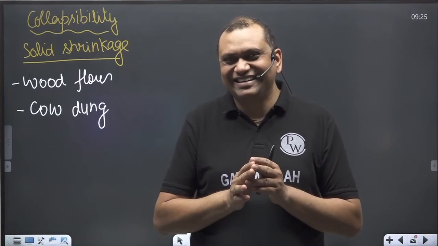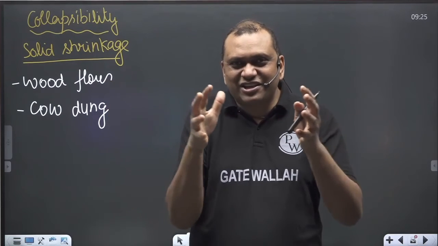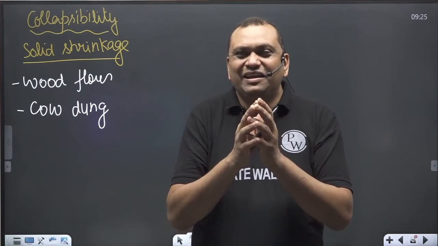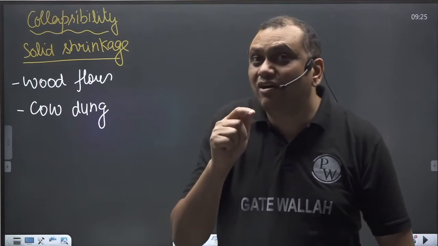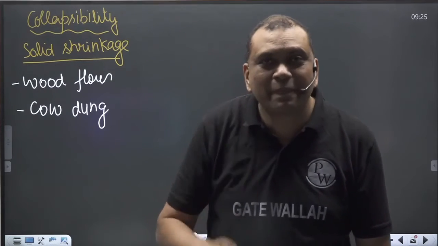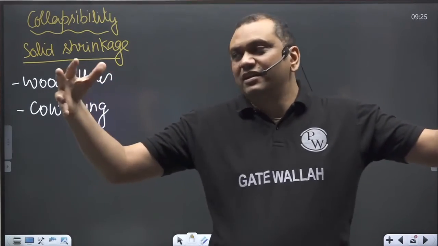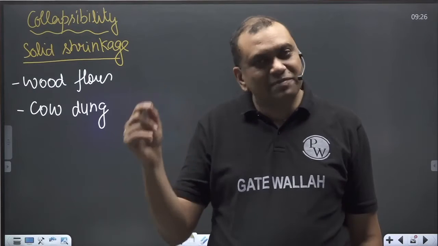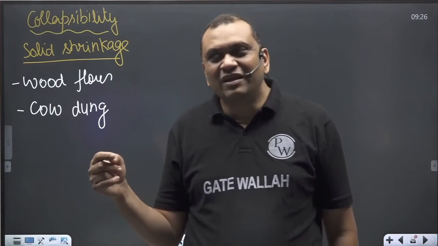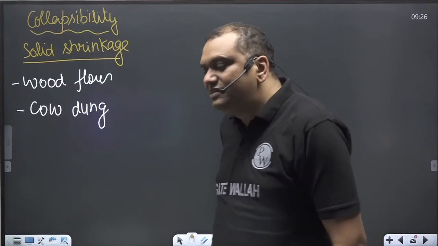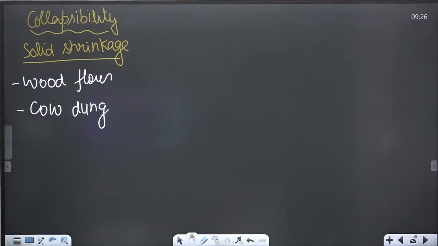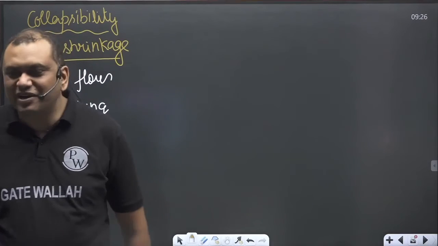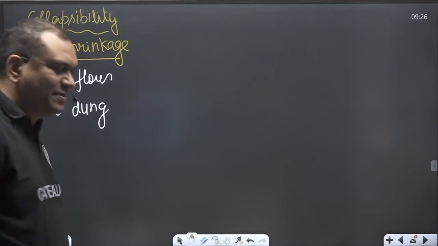creating extra space for the safe contraction of the metal. When the hot metal is poured into the mold cavity, it will burn these additives like wood flour or cow dung, and create extra space for the safe contraction of the casted part. So wood flour increases the collapsibility of the sand mold. So collapsibility, strength, and permeability are the three most important properties of sand mold. Once again, we are discussing only the most important topics.